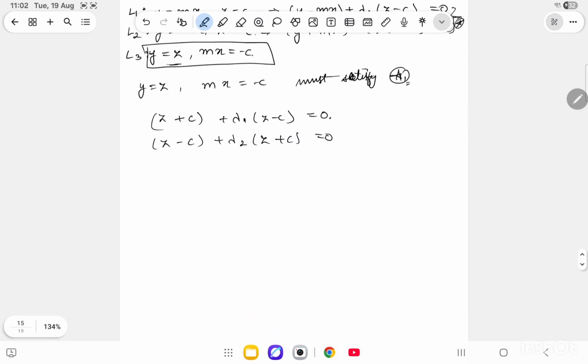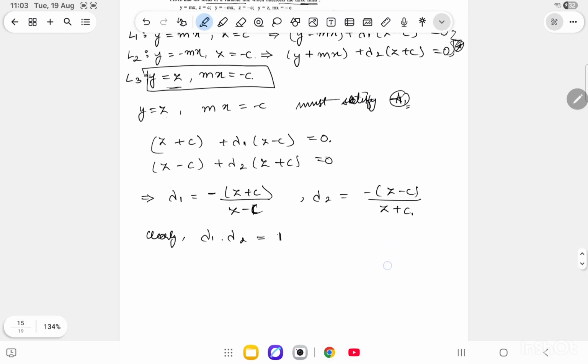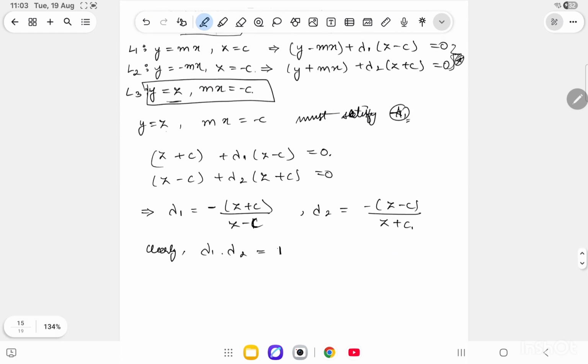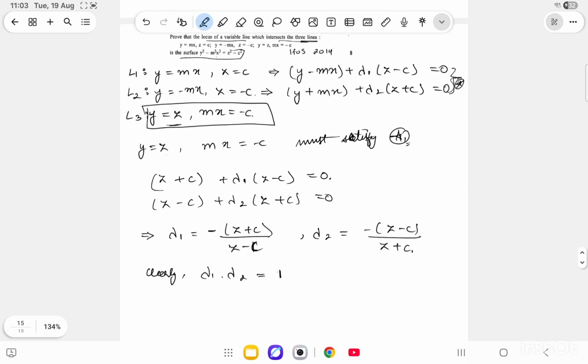So using these two, I can easily find a relation between lambda 1 and lambda 2. So my lambda 1 will be minus of z plus c upon z minus c, and my lambda 2 is minus of z minus c upon z plus c. So clearly lambda 1 into lambda 2 is equals to 1. So from the equation of plane, I can substitute the values of lambda 1 and lambda 2 to get the locus of the surface which is intersecting the three lines.